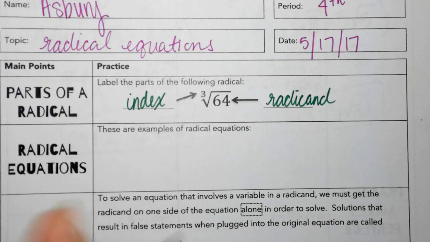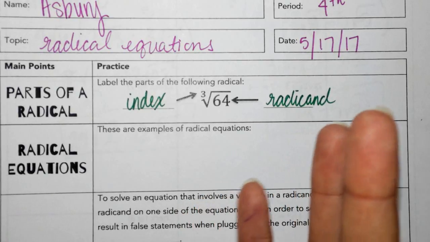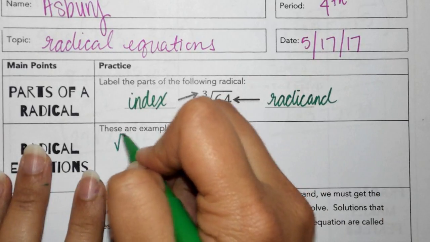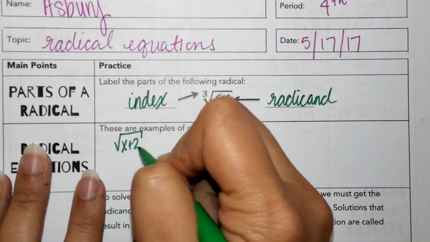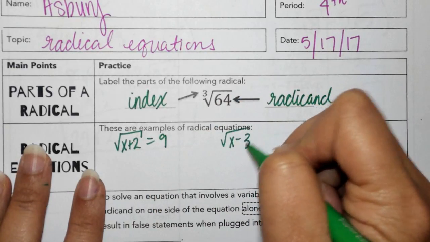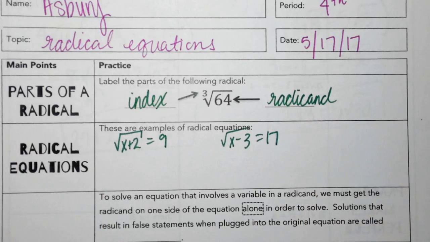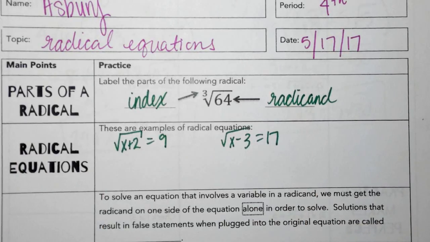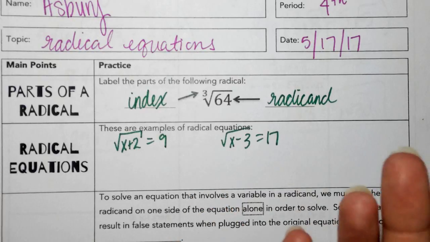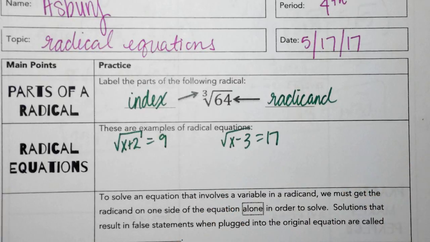So we've only been working with radical expressions so far. Today we're going to do radical equations. Like the square root of x plus 2 equals 9. Or the square root of x minus 3 equals 17. Those are examples of radical equations. To solve those, you have to get rid of the radical. To get rid of the radical, you square both sides. And then solve for x. That's all you do. Okay.